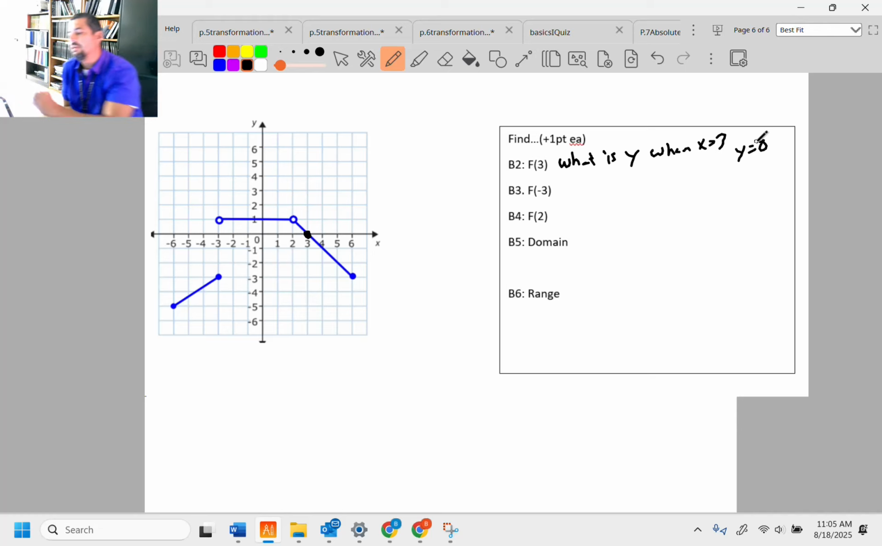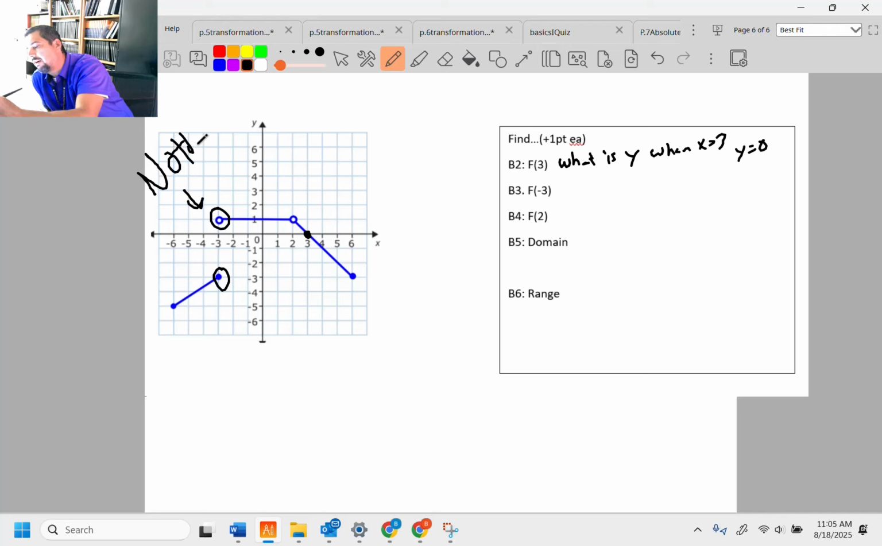F of negative 3. Now you got a choice. You could be this guy or this guy. There's literally nothing there. It is a hole in the graph. If you fall in a hole, you fall in a hole. There's nothing there. It's empty, okay? So the only thing you could be is this guy right here. Look at the y value.